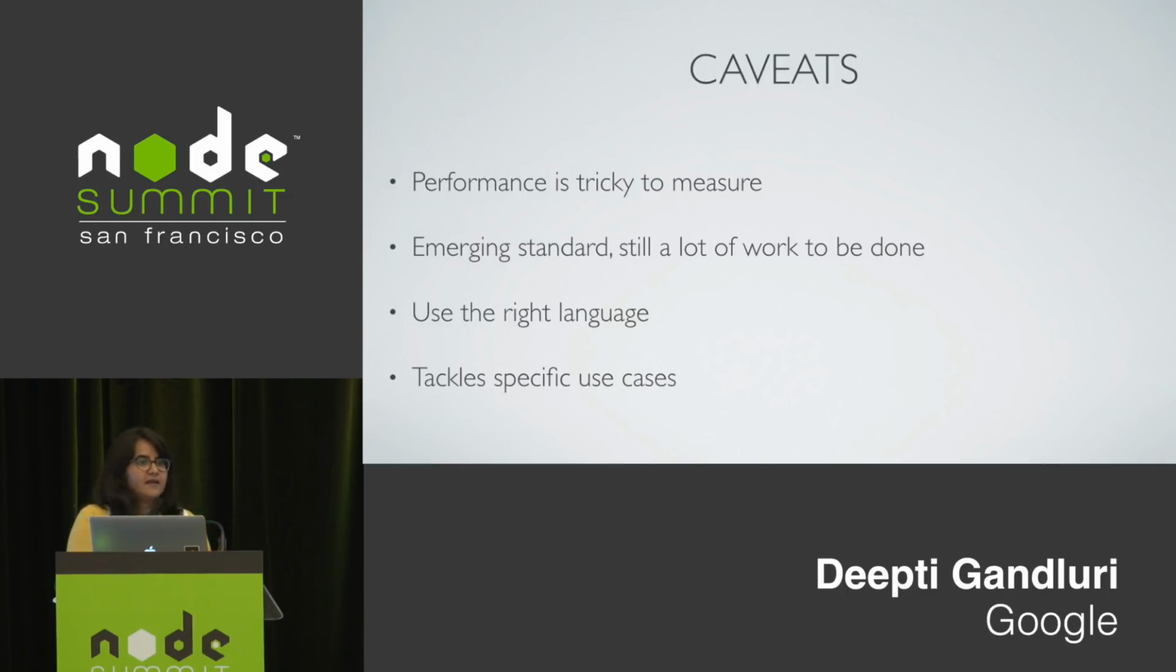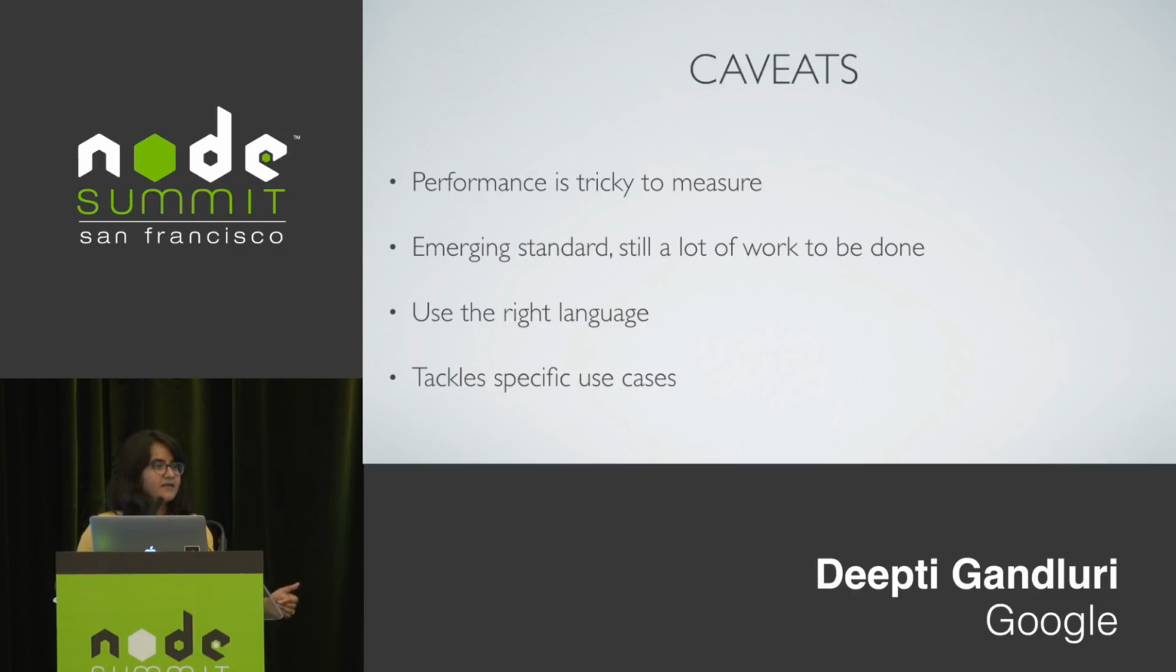The other thing that is also important to note is WebAssembly is an emerging standard. So there's use cases where you assume that WebAssembly is fast, and in case it's not, we have bugs like everybody else does, and it's something that we're still working on.